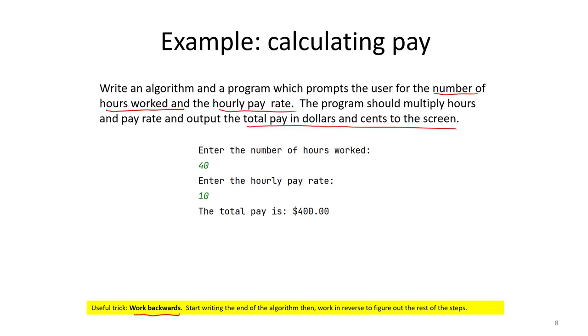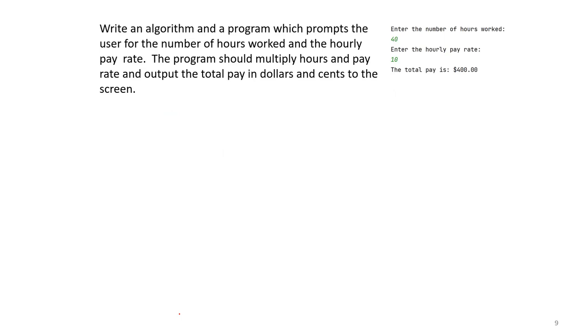So let's go ahead and give this algorithm a try. And I'm going to try using that strategy of working backwards. Okay, well, we know what our end result must be, right? We know at the very end of our program, we need to output the total pay to the screen. So I'm going to write that at the bottom. And we want that in dollars and cents. Okay, so that's good. We want to output to the screen.